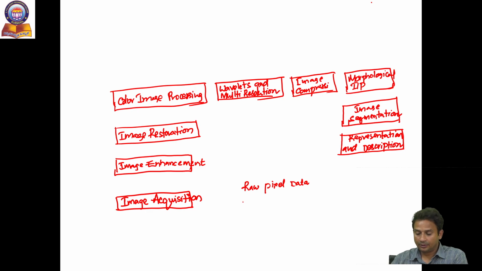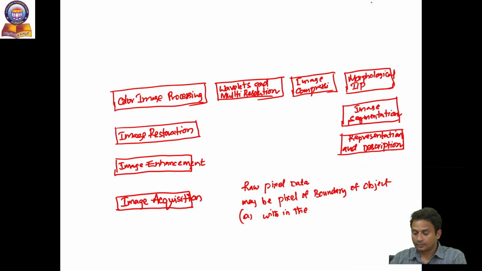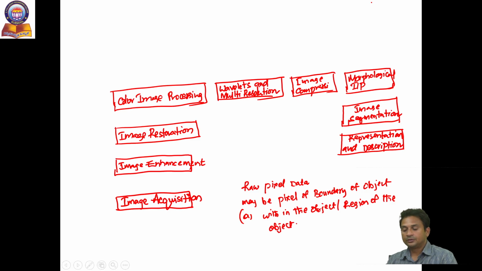This pixel data may be the pixels of the boundary of the object, or pixels within the object, or the region of the object. So the output of segmentation is raw pixel data, which will represent either boundaries or regions.